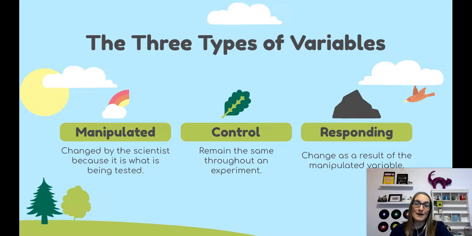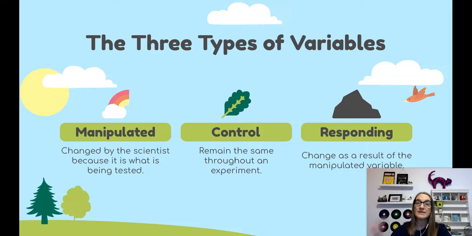I want to review variables quickly just to build on what we just refreshed our memory on. So there's three types of variables. The manipulated variable is the thing that the scientist changes in order to test it. So in our plant example from the last slide, the manipulated variable is whether the plant gets plant food or just plain water.